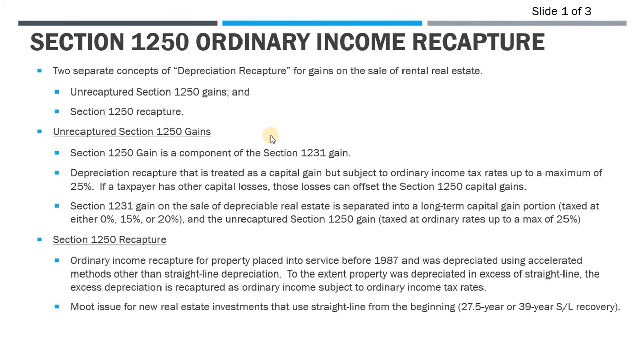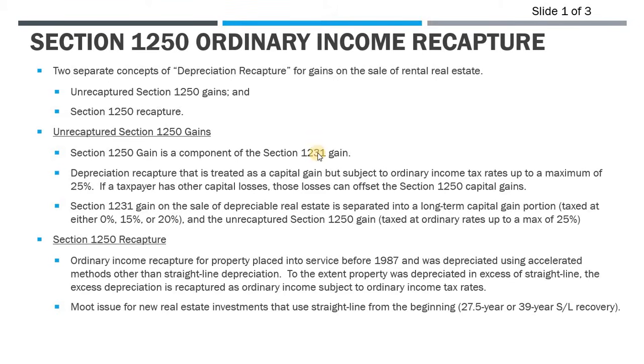So what you're going to see is this is really not an issue for most taxpayers now, because we'll get into the details later, but most rental properties placed into service now are automatically using the straight line method. You don't have any accelerated issues. And so it's only when you had accelerated depreciation on the rental property where you have this ordinary income recapture.